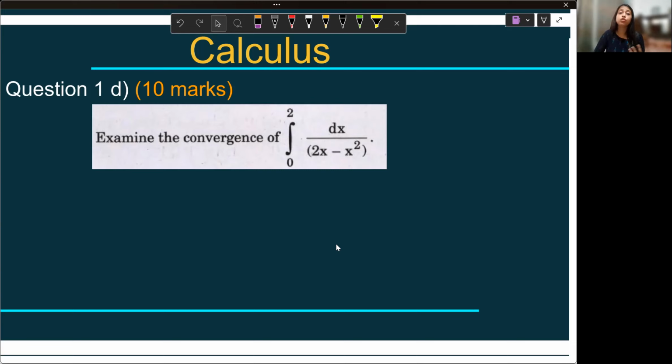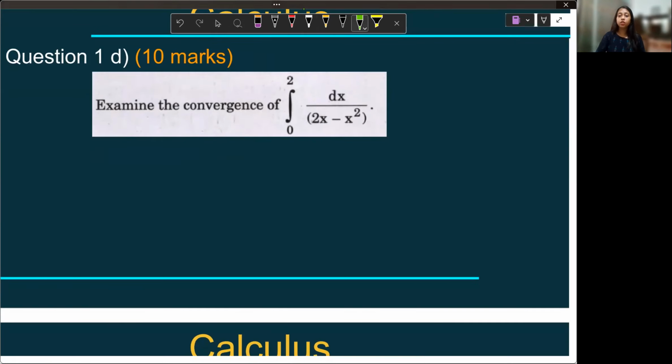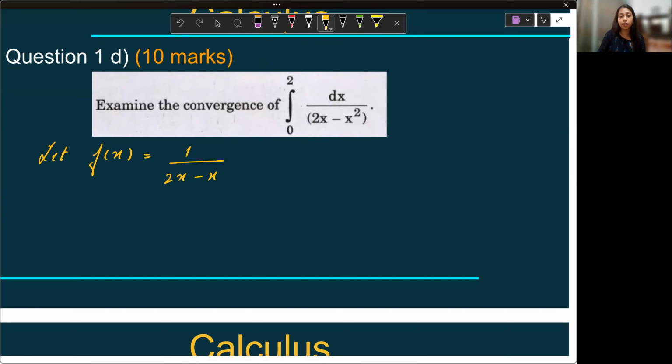Okay, and look at the question. It is not a very tricky question. They have asked a very simple question. This can be the easiest question they can ask from your convergence and divergence section. Okay, so let's see. Now the given integral is this. Let f(x) be the integrand of your integration, that is 1 by x(2 minus x). Let f(x) be equal to this. That's it. Now this is the integrand.